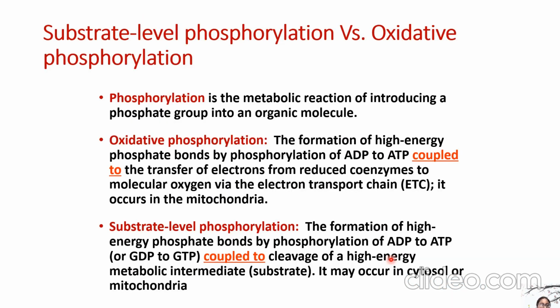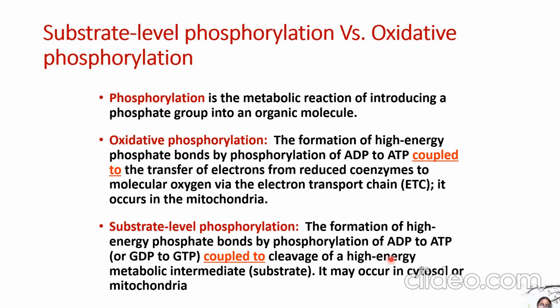Now, what is the difference between substrate level phosphorylation and oxidative phosphorylation? Phosphorylation, as you know, is the basic metabolic reaction of introducing a phosphate group into an organic molecule. Oxidative phosphorylation is the formation of high energy phosphate bonds by phosphorylation of ADP to ATP, coupled to the transfer of electrons from reduced coenzymes to molecular oxygen via the electron transport chain. It occurs in the mitochondria.